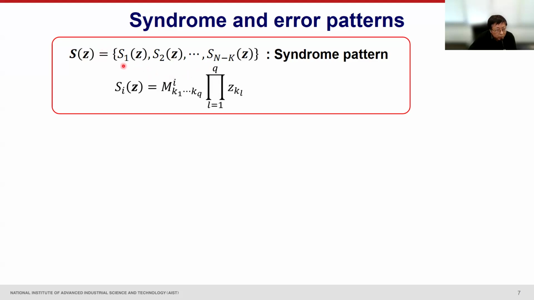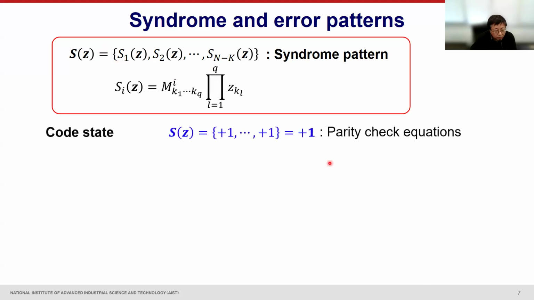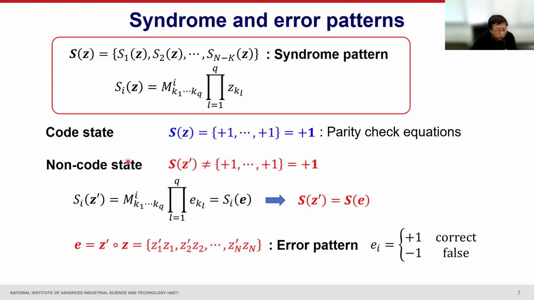If Z contains no error, then all the elements of the associated syndrome pattern should be 1 because of the parity check equation. Such a state Z is called a code state. If Z is not a code state, then it contains some errors.